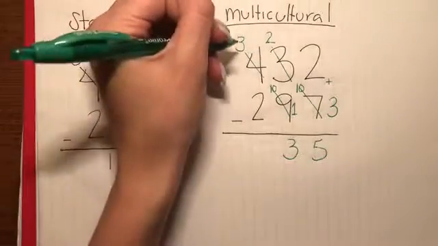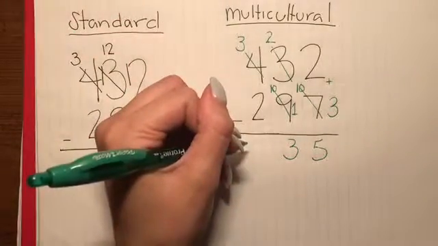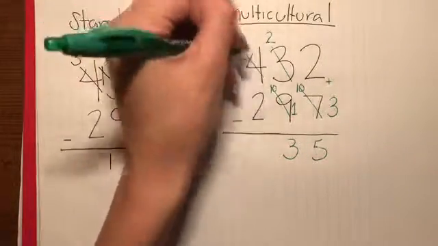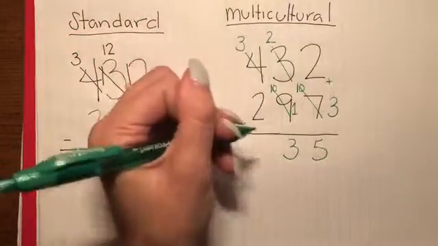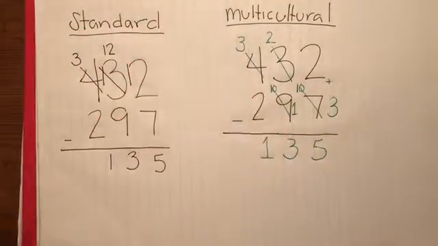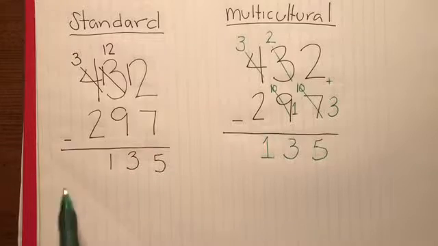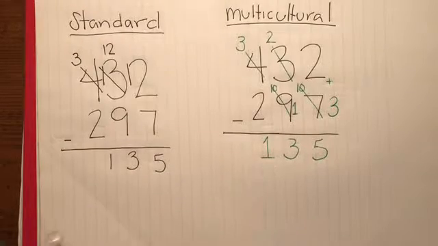And as you notice over here, we are finished with our problem because we can subtract 2 from 3, and 3 minus 2 is 1. So now we can compare our answers, and the answer is correct.